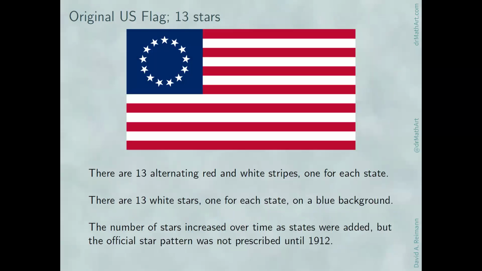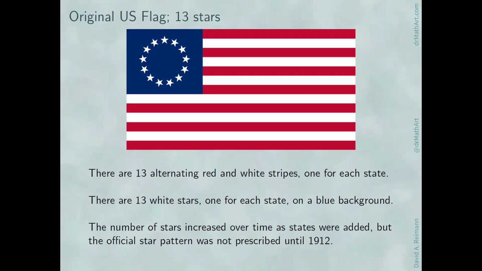The original US flag had 13 stars, one for each original colony, and these were placed in an arrangement where those stars were in a circular pattern. And unlike the previous version, where it was a more rectangular shape, here we have a circular shape.